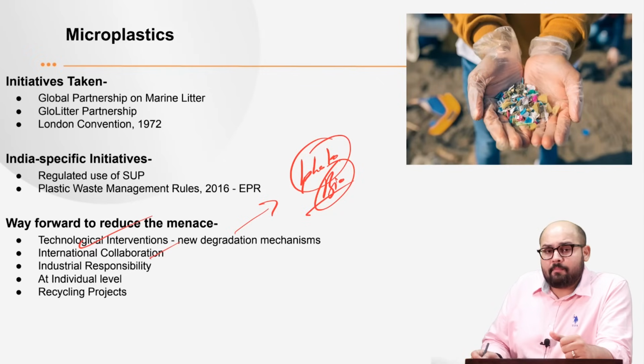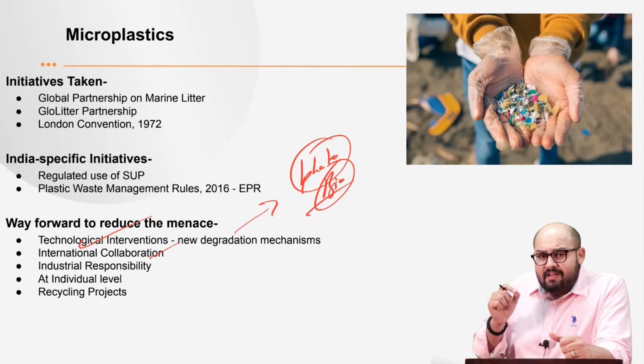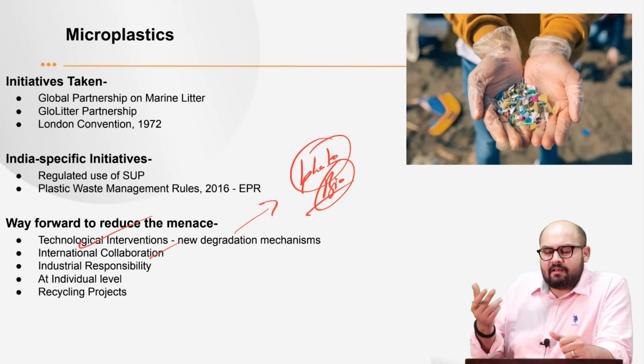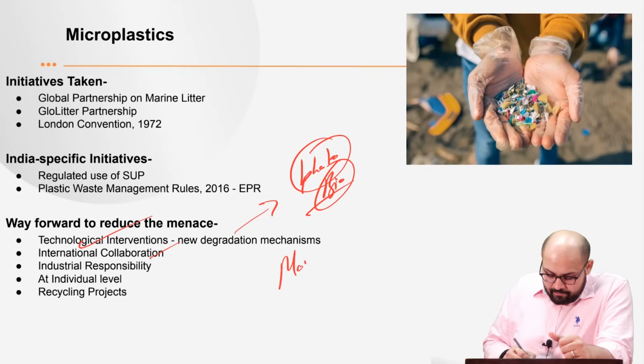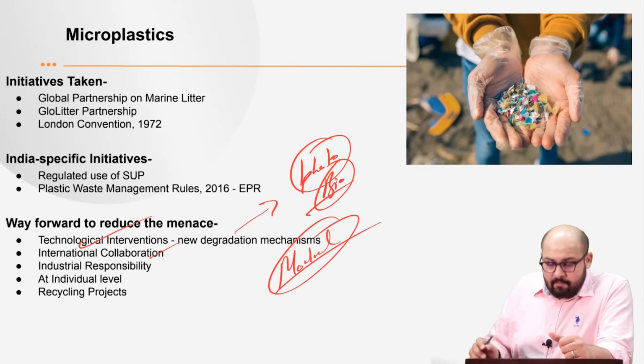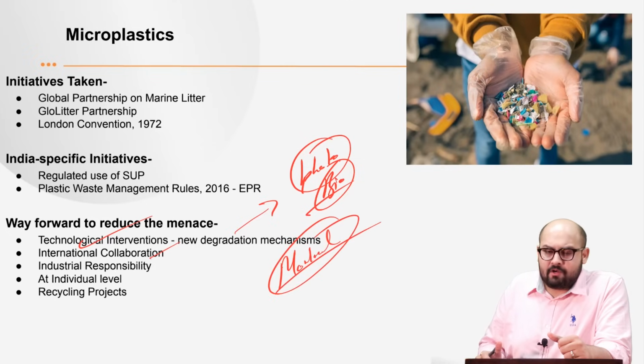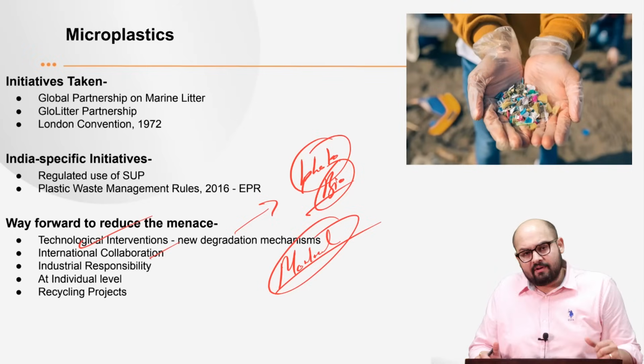Next is international collaboration. Recently, there has been a treaty, and the talks are going on right now. So there needs to be stringent regulation, binding targets on different countries, and learnings can be taken from the Montreal Protocol, one of the biggest success examples in the environment domain.